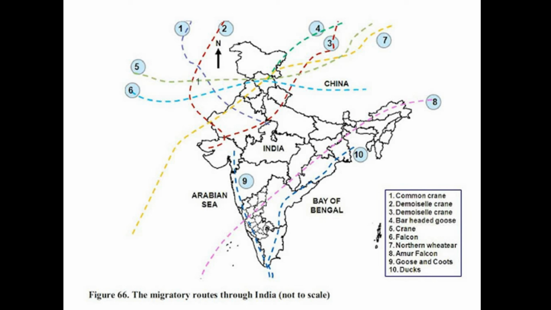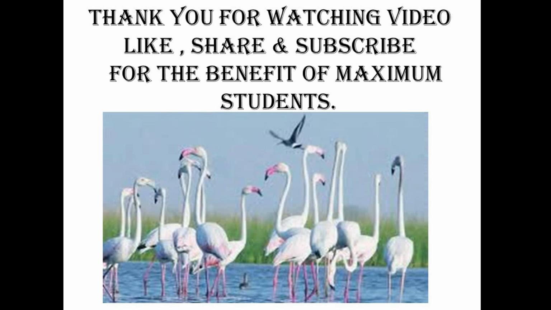This diagram shows the migratory routes through India. Ten types of birds follow these migratory routes from east to west, west to east, and north to south. These are the routes which are followed by the ten types of birds shown in this diagram, and the south-north movement or the east-west movement is shown in these migratory routes.